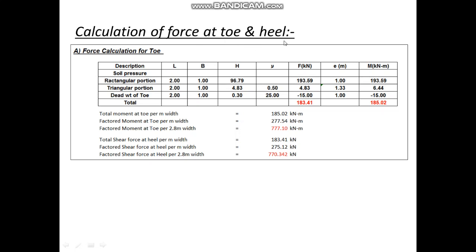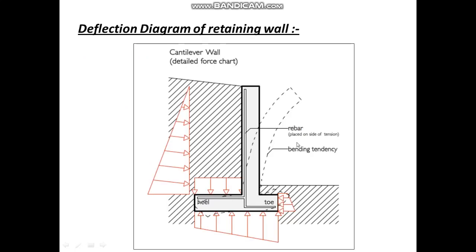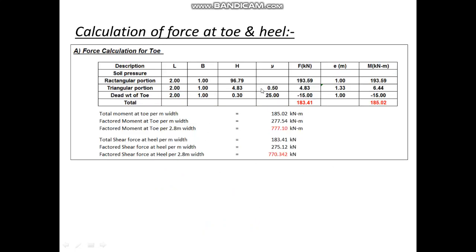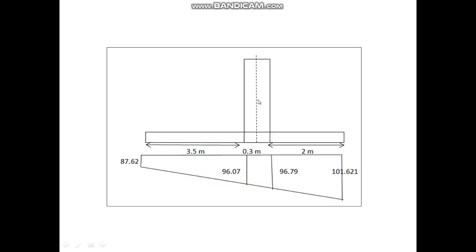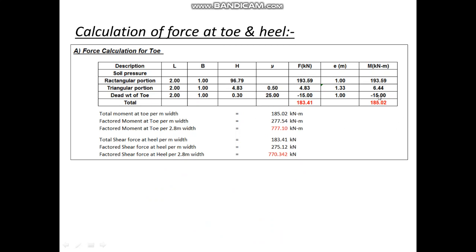Calculation of force for toe and heel counterforts. This is the force calculation for the toe counterfort. As for the toe, the base pressure is acting for the design of moment, because the deflection is upward, so the moment is because of the base pressure. This is calculated using the pressure diagram, which is coming out to be 185.02, but we are providing the toe counterforts at a center to center distance of 2.8 meters. So the moment is multiplied by the 2.8 meter width, and the factor is 1.5 for the limit state design. So we are multiplying 185 into 1.5 into 2.8, which is coming out to be 777.1.